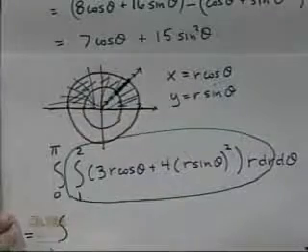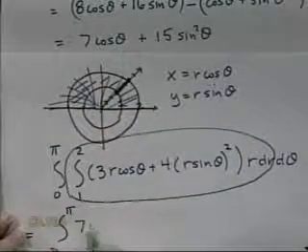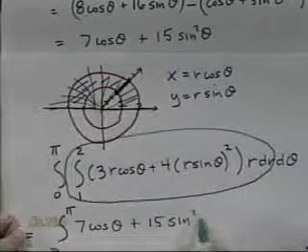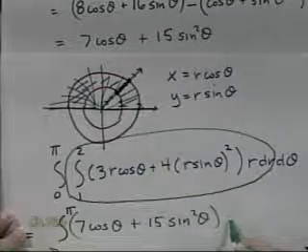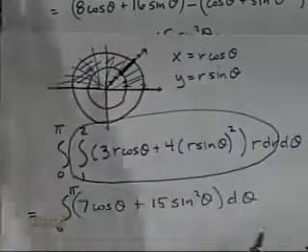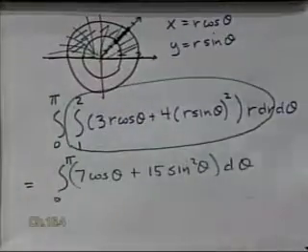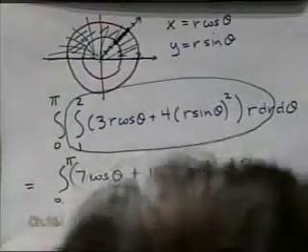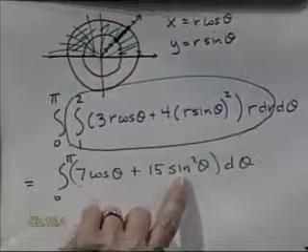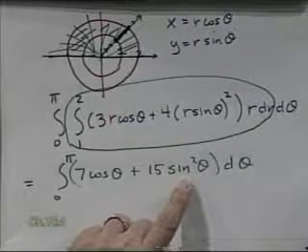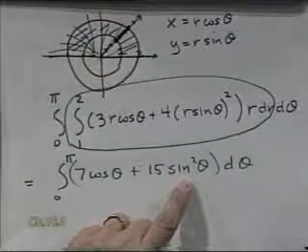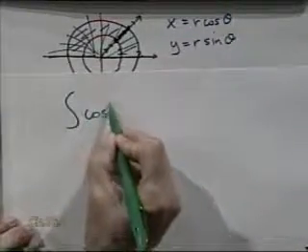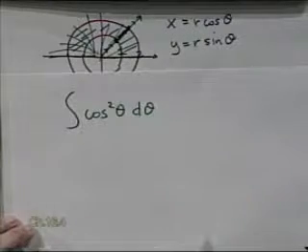So this is the integral from 0 to pi of 7 cosine theta plus 15 sine squared theta d theta, as theta ranges from 0 to pi. Now, no one's going to have trouble doing this first integral, but I think a number of us are going to have trouble doing this second integral, the 15 sine squared theta. So shall we talk about that? How do I do that integration? How do I integrate if you have cosines? Because this is going to come up over and over again in this section.